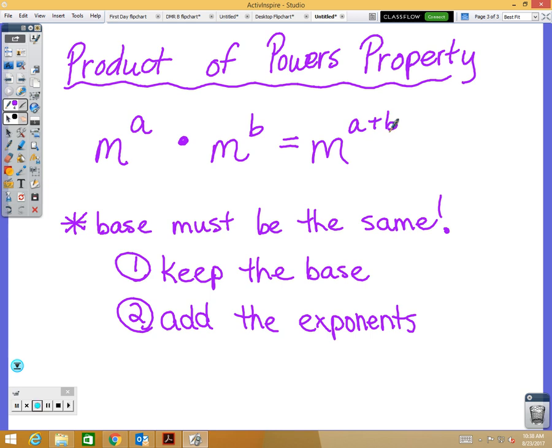Now we're going to do some examples that have actual numbers, okay? But that's kind of like your formula. So again, one thing we need to remember is that your base must be the same in order for this property to work. You keep your base in your answer, and you add your exponents. So even though this is a multiplication problem, we are really not multiplying any part of our powers. Okay? So let's do some examples with that.